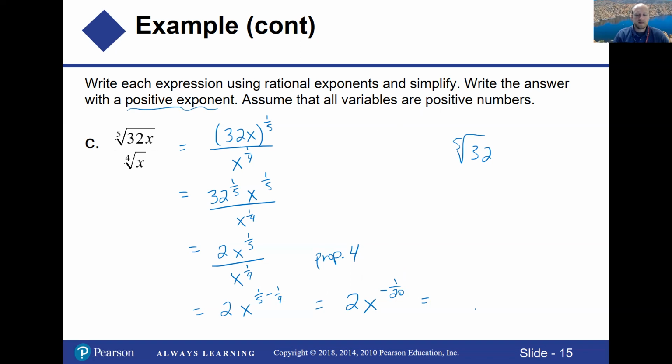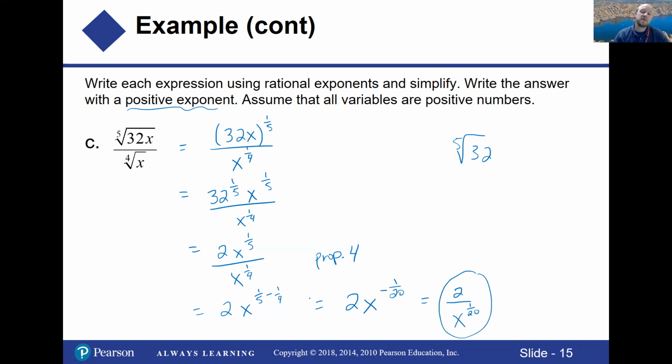So we have to have these with positive exponents. So what I do is I take rule 2 here, and I put the x to the negative 1/20th on the bottom of a fraction. So this is going to be 2 over x to the 1/20th.